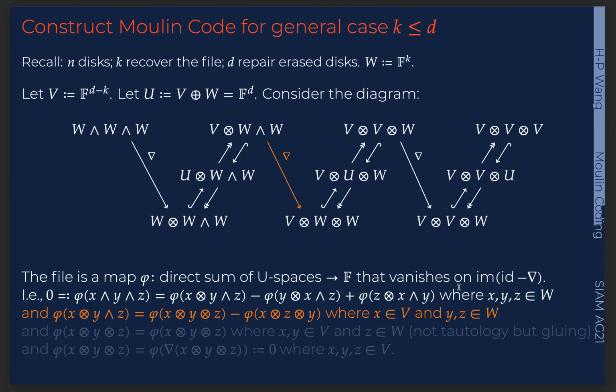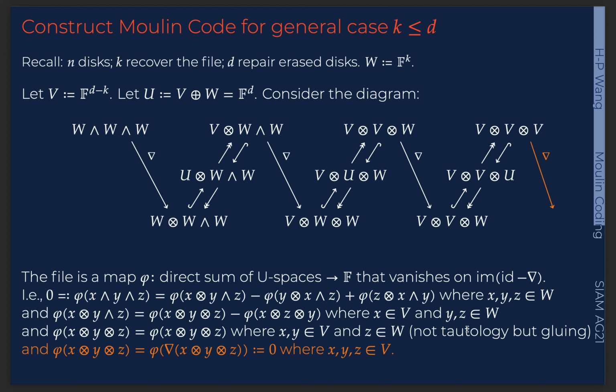The second parity check equation corresponds to the second nabla map that says phi of x tensor y wedge z equals phi of x tensor y tensor z minus phi of x tensor z tensor y. And then there's a third parity check equation that seemingly does nothing, but it's in fact a gluing of subspaces. And then there's a hidden fourth nabla map, and it says that phi of x tensor y tensor z equals 0 because nabla goes to nowhere.